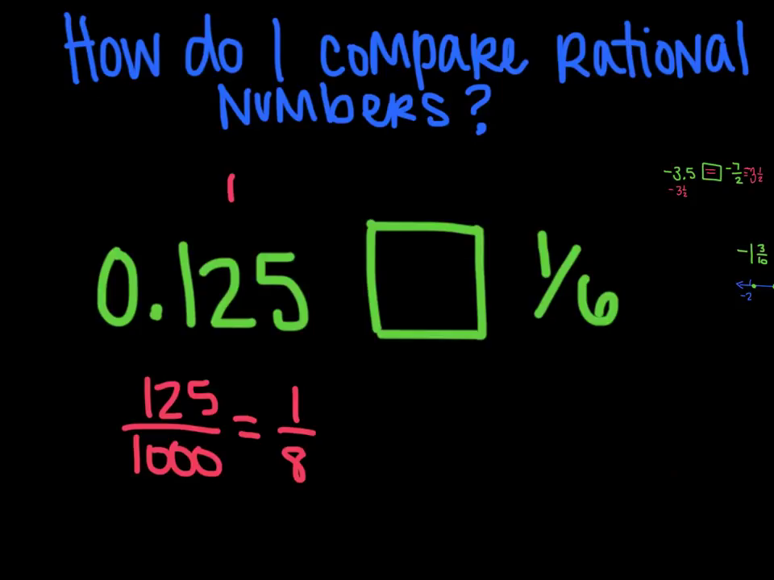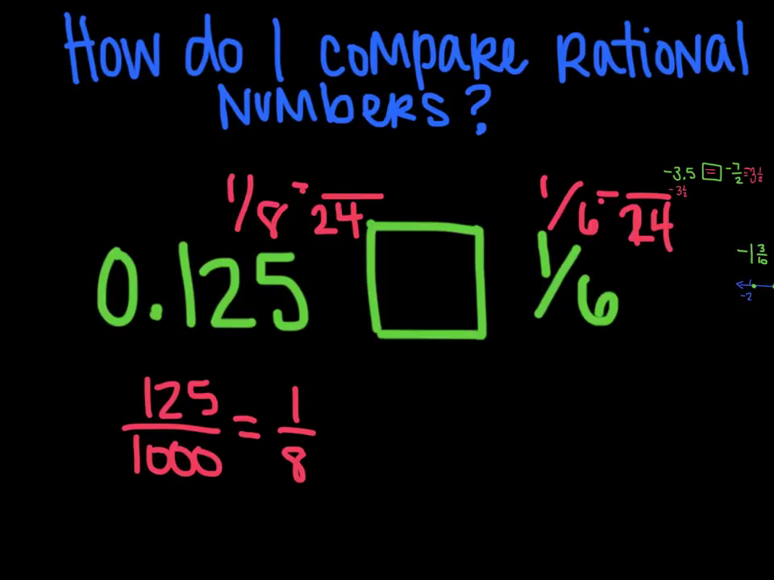Okay, so now I'm comparing 1/8 and 1/6. Now you might know what it is from there, but chances are you might want to take it one step further, and that would be to find a common denominator. In this case, we can use 24. 8 times 3 is 24, so I have 3/24. 6 times 4 is 24, so I have 4/24. Which one is bigger? It ends up being the 1/6.